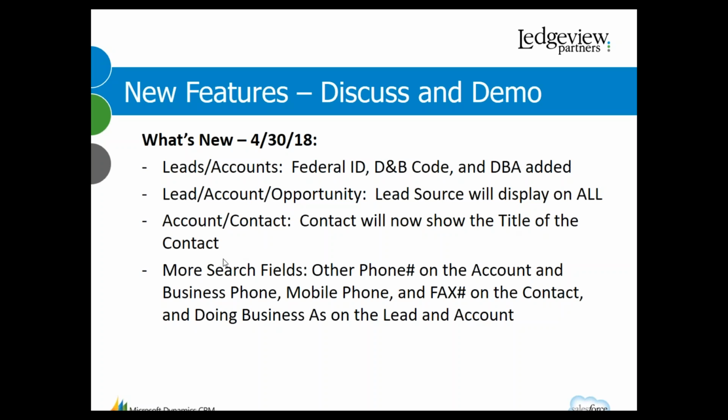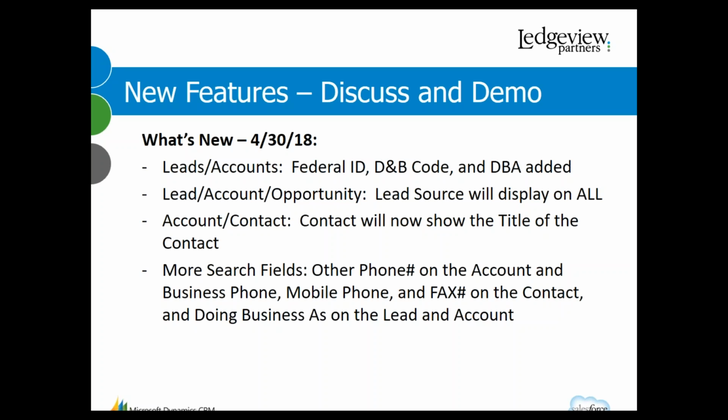and I'll show you that. One of the cool features in CRM is the global search, and then even the searching within a specific file. We've added a few more fields that people would like to be able to search on. So on the account, there's a field for an other phone number. If you search for a phone number now, it will search the other phone number field and see if it finds a hit. It'll show up on your search results.